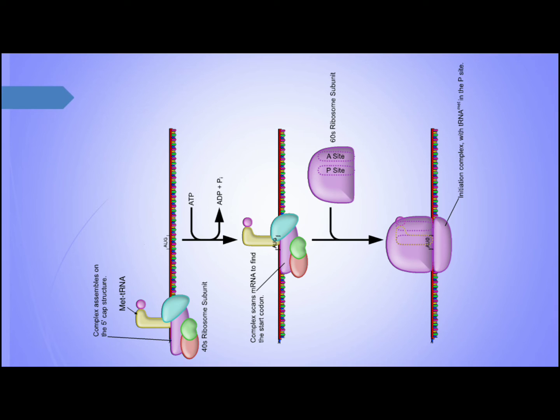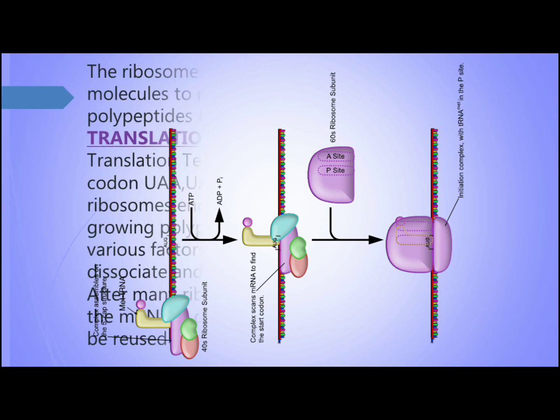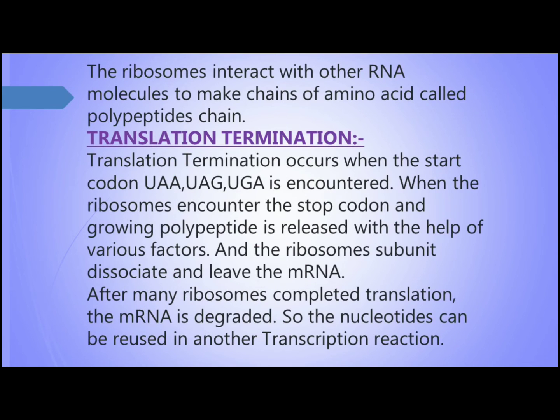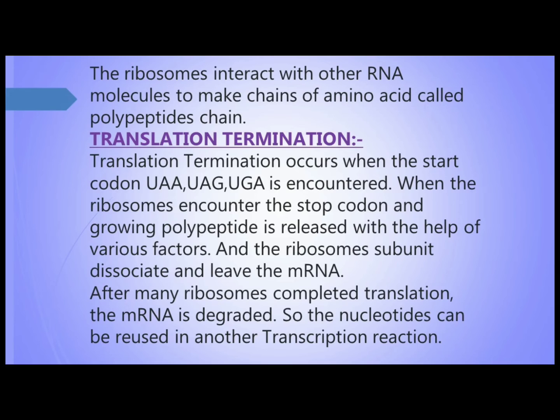Translation. Elongation. The ribosome shifts one codon at a time, catalyzing each process that occurs at three sites. With each step, a charged tRNA enters the complex, the polypeptide becomes one amino acid longer, and an uncharged tRNA departs. The ribosomes interact with other RNA molecules to make chains of amino acids called polypeptide chains.